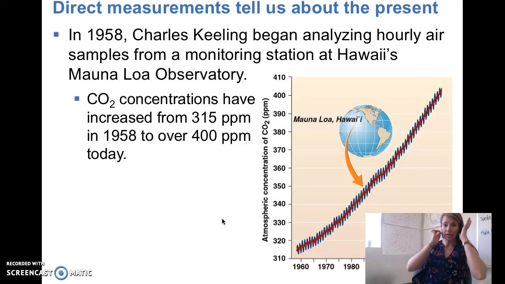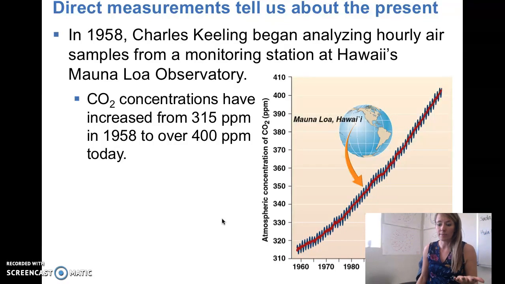Okay, so we talked about how we study the past. We study the past through proxy indicators, looking at paleoclimate. In the present, we can use direct measurements. We can literally record the temperature and the rainfall and the greenhouse gases every single day to get current data. So today we have data going back to 1958 when a scientist named Charles Keeling started taking hourly air samples from a monitoring station at Hawaii's Mauna Loa Observatory. Mauna Loa is a mountain in Hawaii that's the world's most massive mountain, and it is unpolluted, well-mixed air that blows over this mountain, so it's a good place to take samples.